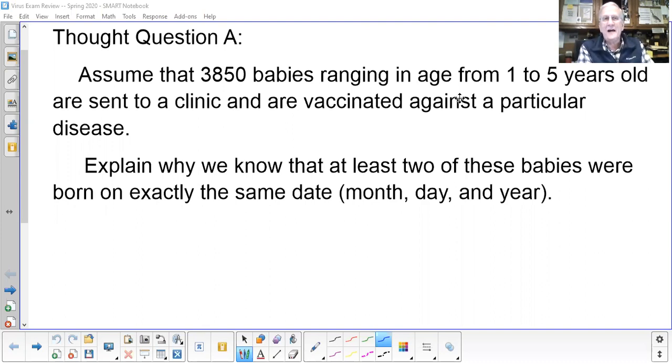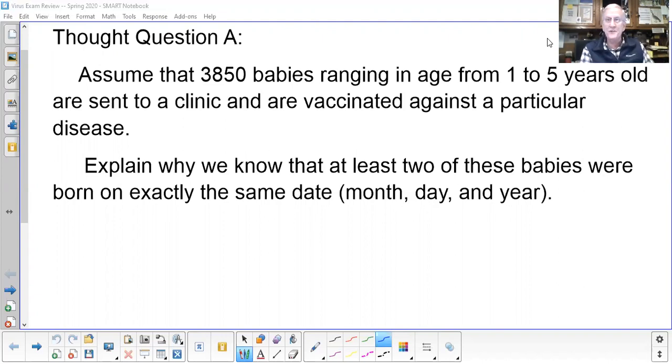There are 3,850 babies ranging in age from 1 to 5 years old, and they're sent to a clinic and are vaccinated against a particular disease. Explain why we know that at least 2 of these babies were born on exactly the same date, month, day, and year. Wow. Well, you can guess probably what the principle is we're going to use on this. It's probably going to be PHP, baby.